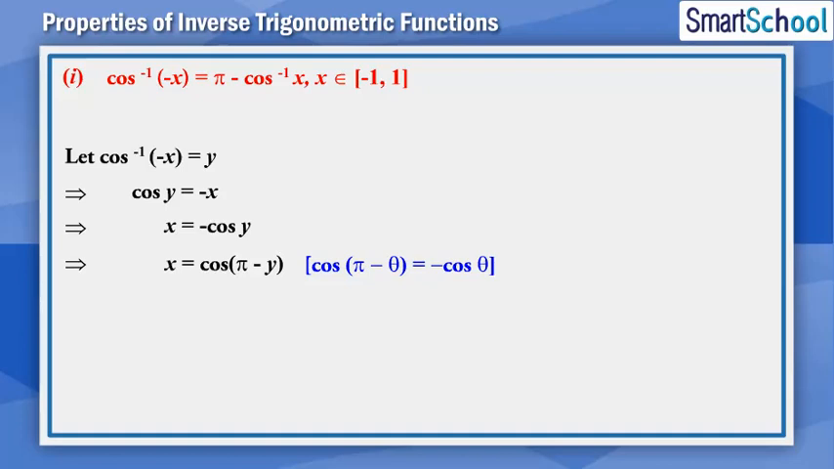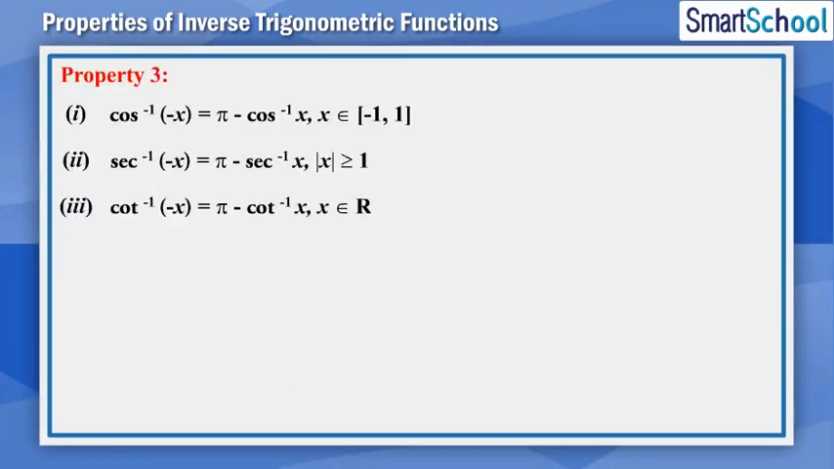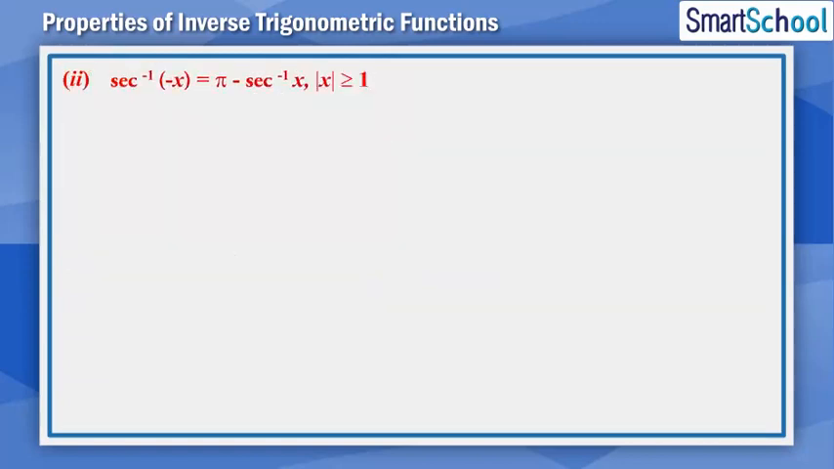This can also be written as cos inverse x is equal to pi minus y. Substituting the value of y, we get cos inverse x is equal to pi minus cos inverse of minus x, or cos inverse of minus x is equal to pi minus cos inverse of x. In a similar manner, the remaining two properties can also be proved.